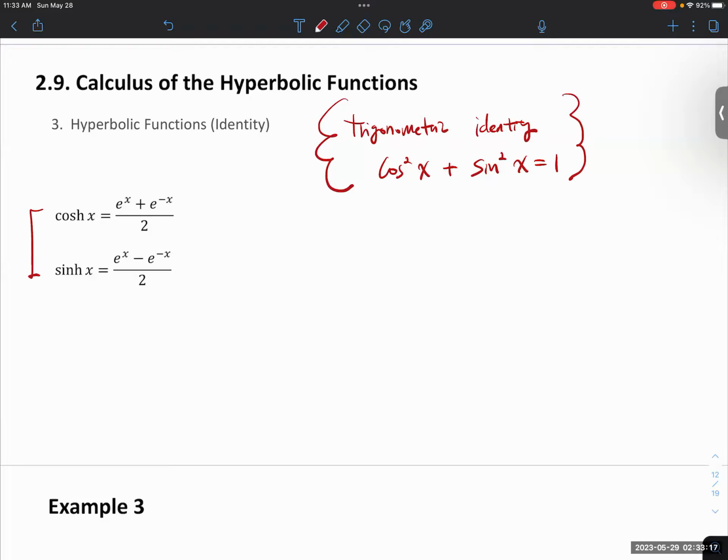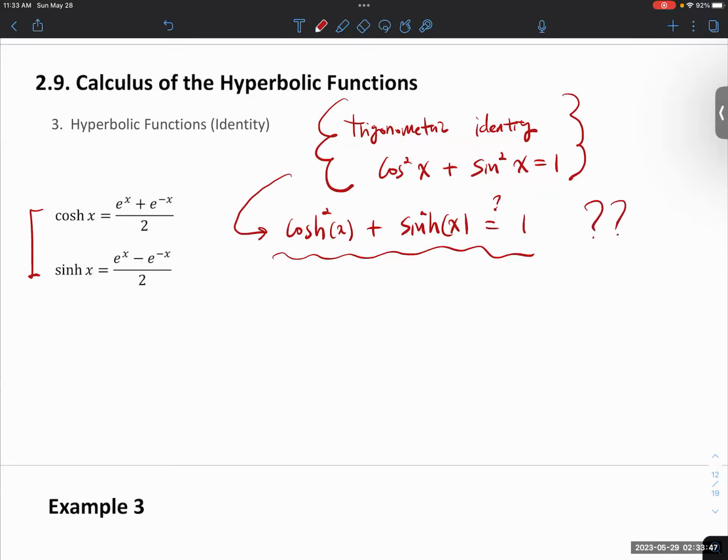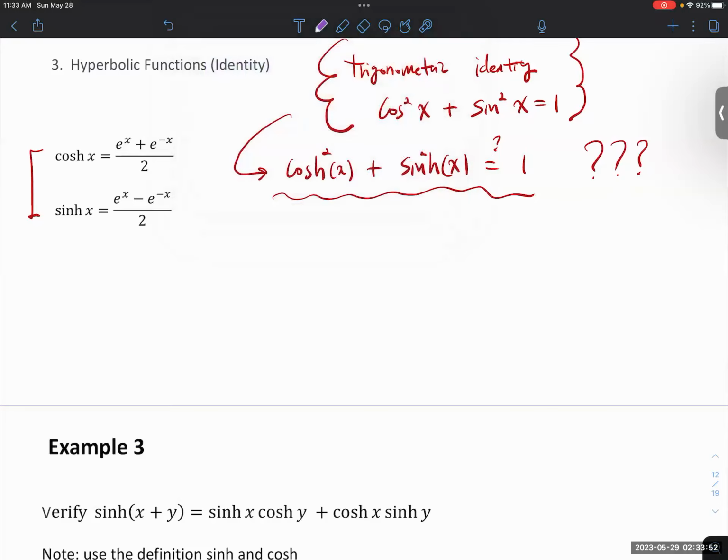So I want to know, is it really true? Is cosh squared x plus sinh squared x also 1? I don't know, so let's check it out. That's what I want to do. Since in the trigonometric identity cosine squared x plus sine squared x is 1, it's going to be the same, question mark? So we're going to prove it. Let's do the work.